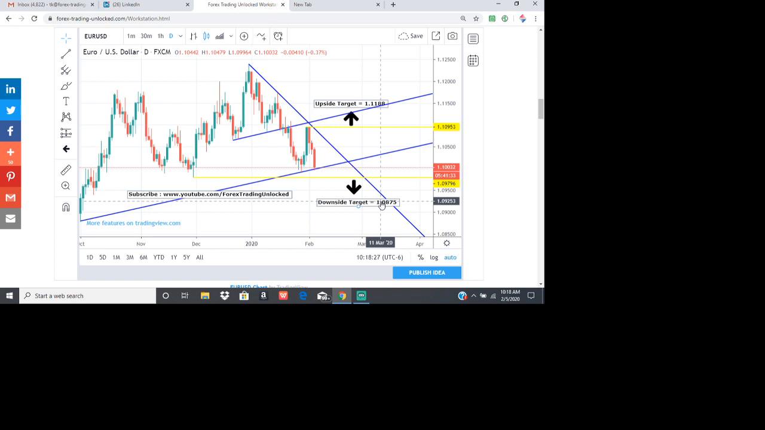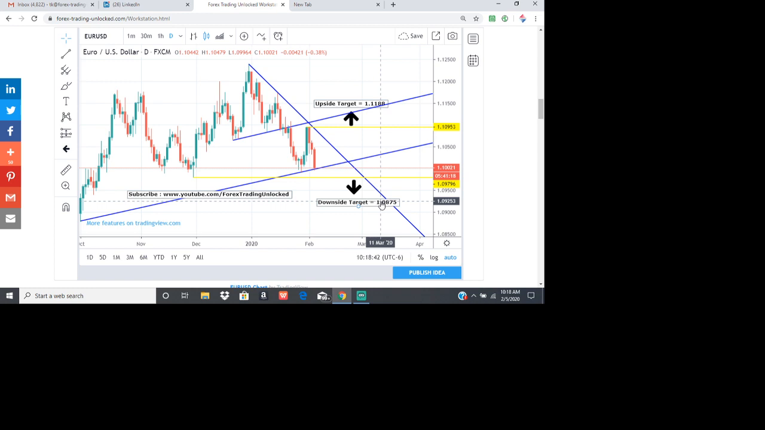Now, do we always get a target from a head and shoulders that hits? Absolutely not. However, we did get the break. The head and shoulders was confirmed, and now we're laying on support. So where's our most likely objective? Let's go with the downside target from the head and shoulders.